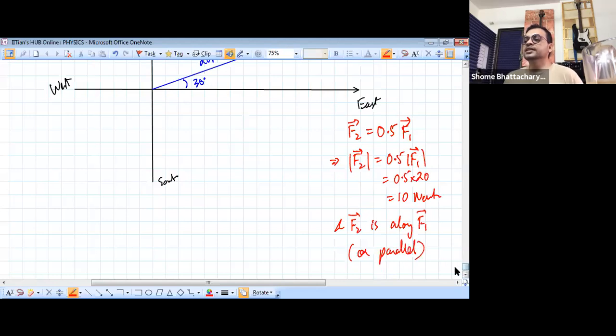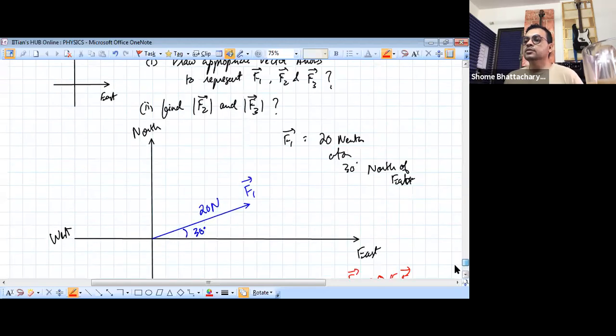So that means I can represent F2 in the same diagram in many ways. I can represent it by drawing an arrow which is like this, or I can represent it like this, doesn't matter, it's one and the same thing. I can represent it here, doesn't matter. As long as all these arrows are in the same direction, they are at 30 degrees. And the length of this arrow should be half of this. So again, I've said roughly. It's roughly half.